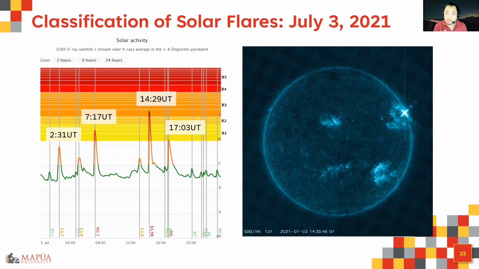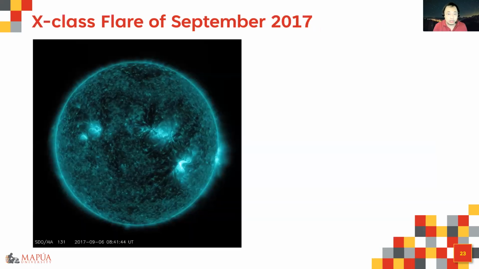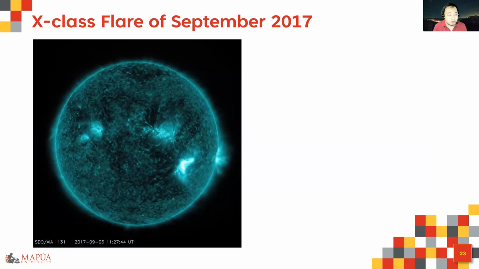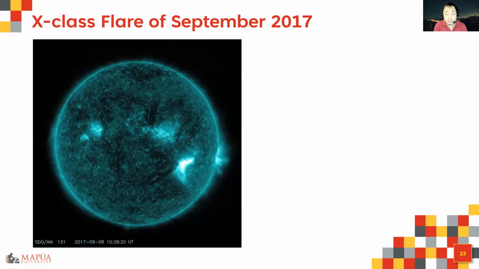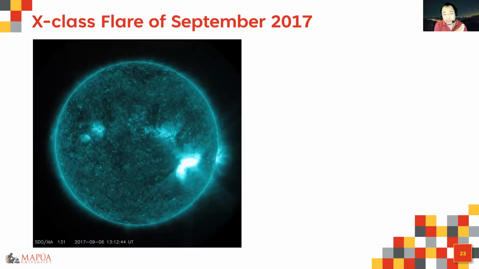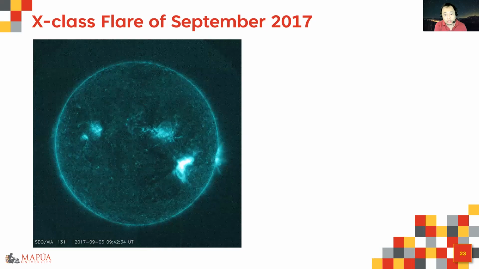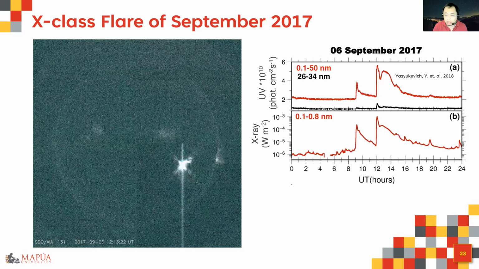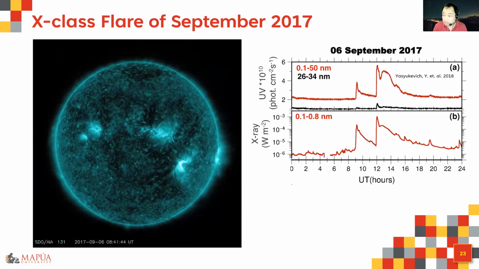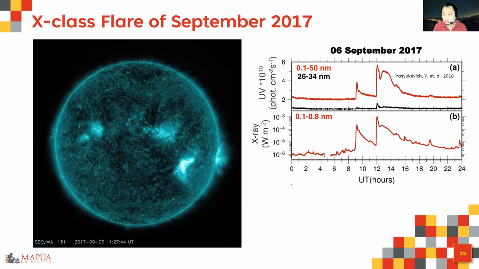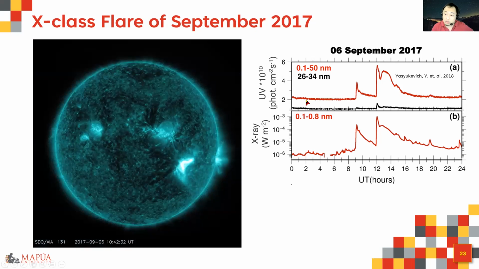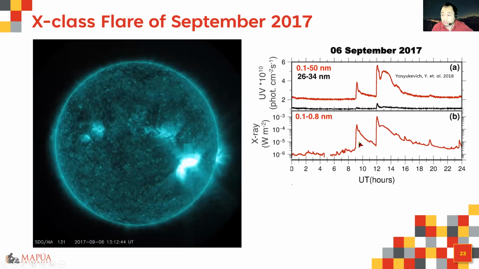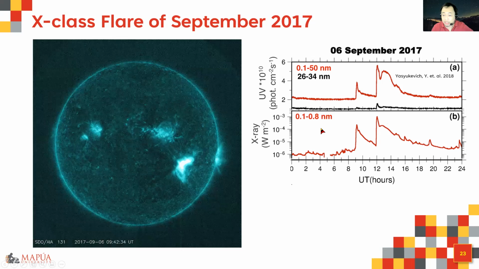If this is the largest solar flare so far in solar cycle 25, as I mentioned earlier, the X-class flare of 24th of September 2017 is the largest in solar cycle 24. Now, one study by Yashukevich in 2018 related the X-ray flux to UV flux, and you will notice that there is indeed correspondence.